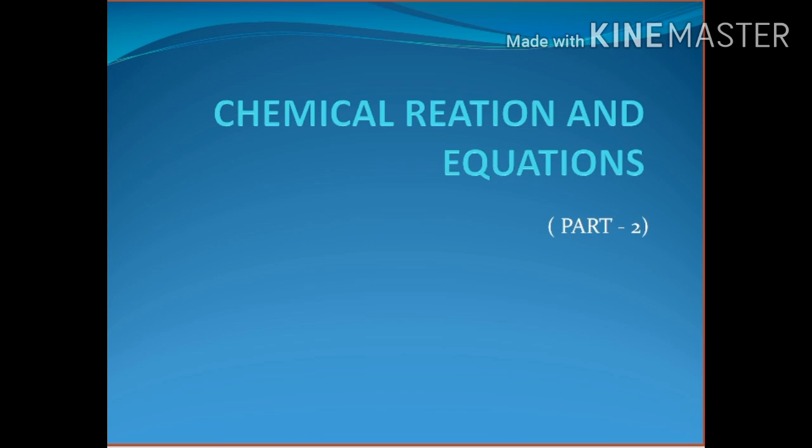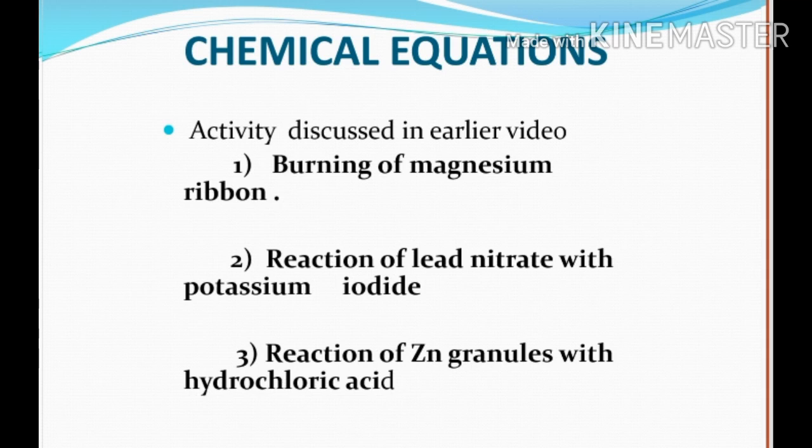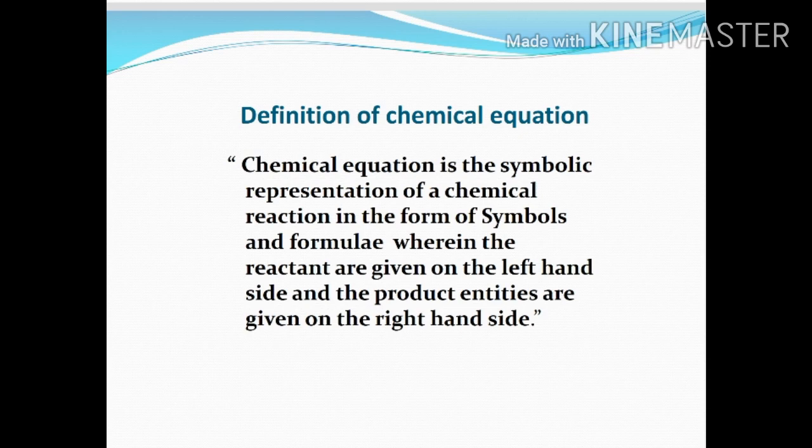I also tried to explain this with the help of three activities. The first one was burning of magnesium ribbon, if you remember. The second one was the reaction of lead nitrate with potassium iodide. And the last one was the reaction of a zinc granule with hydrochloric acid. With the help of these three activities, in this video we will try to understand what a chemical equation is. Clear? So first of all, let's see the definition of a chemical equation.